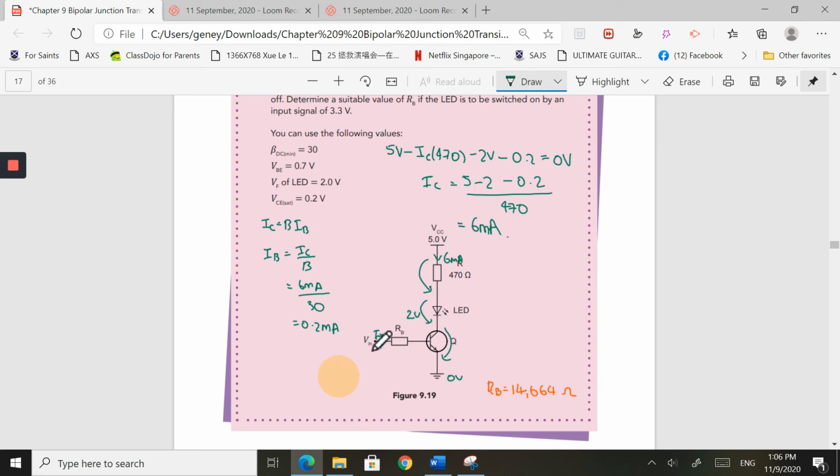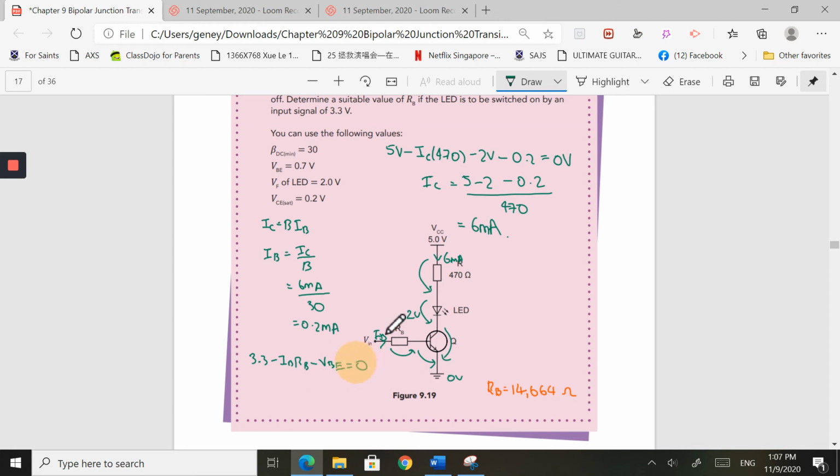So I have 3.3 volts. I'm going to have a voltage drop here, so I have to minus away the IB RB. Okay, so I'm at this point now, and in order to go back down to ground, remember in video 2 I told you there is another voltage drop here called the VBE. So I have to minus away the VBE, and then finally I reach 0 volts. So this equals 0 volts.